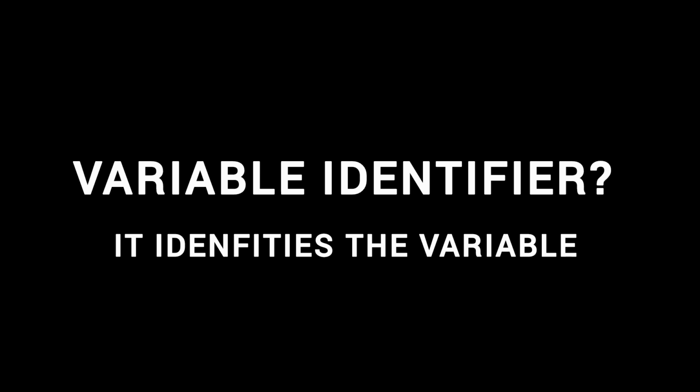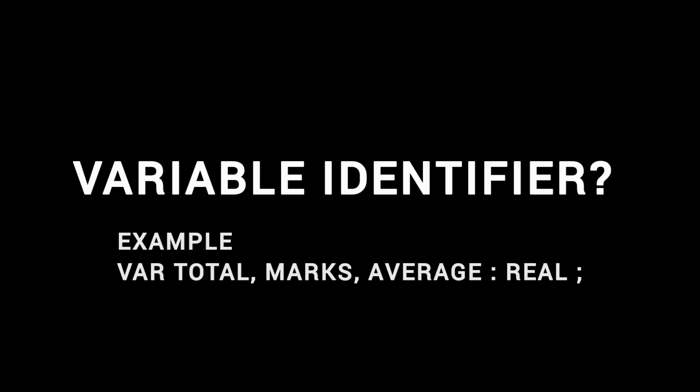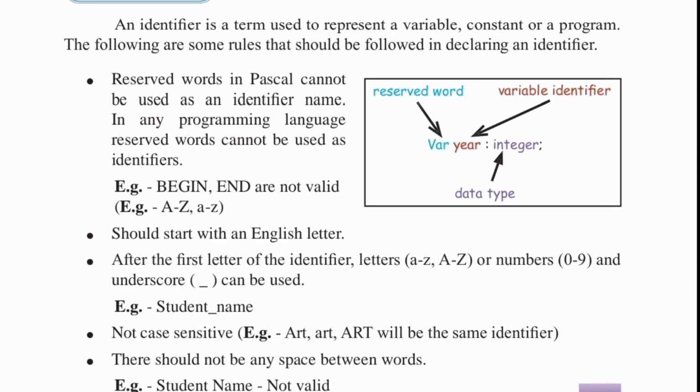What is a variable identifier? It identifies the variable. It gives a meaning to the variable. We can have many variable identifiers such as marks, total, averages, and so on. And therefore, like the examples given here, begin and end, which are reserved words, cannot be used as variables. Because why? The computer will identify them as verbs or commands, or actions that are being commanded by the user to perform.